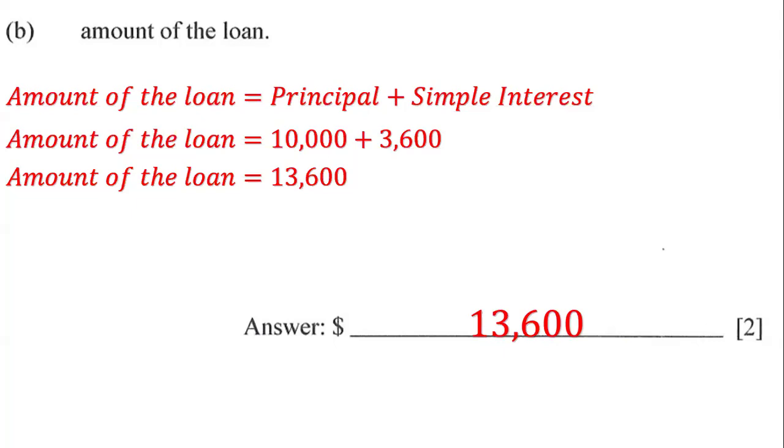Rodrigo, do you understand this? Yes, sir. Explain how I got 13,600. What did I do? You added 10,000 plus 3,600, and you got 13,600. Okay, so why did I use 10,000? Where did 10,000 come from?